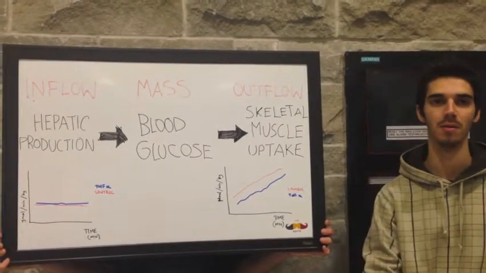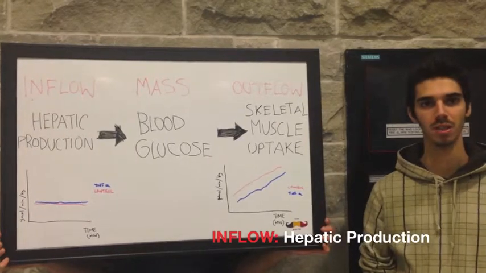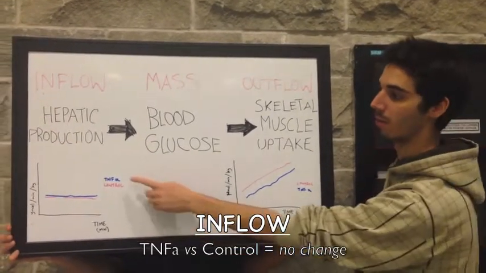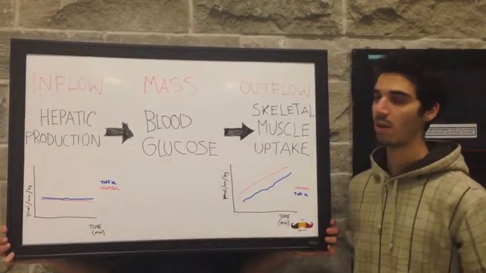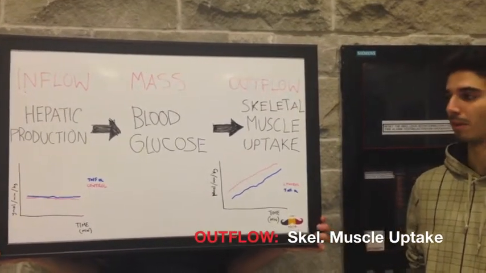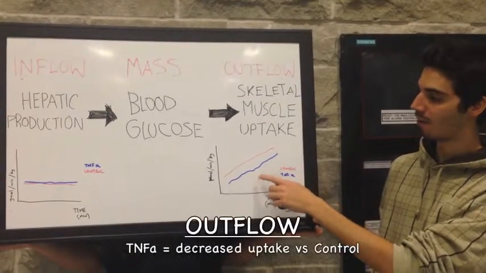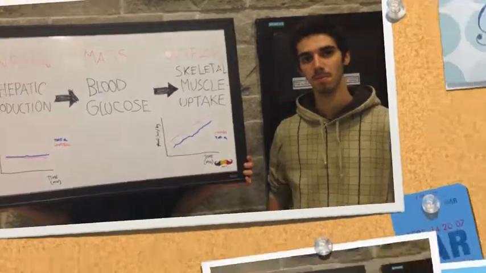Blood glucose can be affected by either inflow, which is hepatic glucose production, which in the question did not differ between the blue TNF-alpha and the red control. It's also controlled by outflow, which is uptake into the skeletal muscle, where it was shown that there was a difference where TNF-alpha caused a decreased uptake compared to the red control.